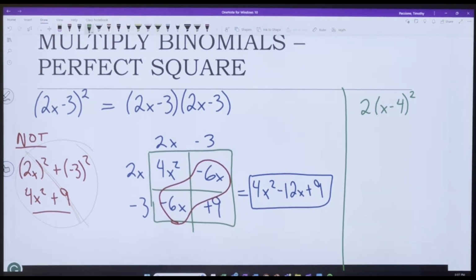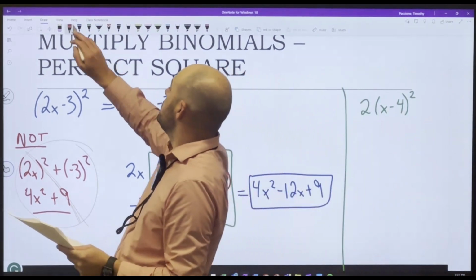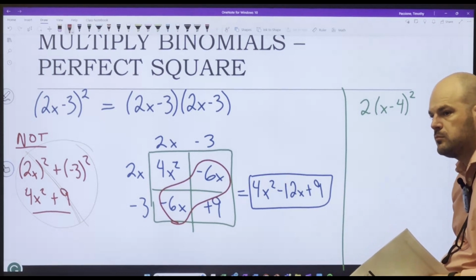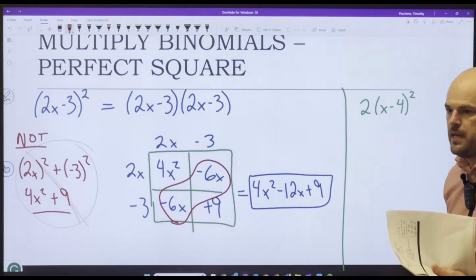Wait, let me ask you a question. Can I say this? Yeah, go ahead. Because then you get the answer, and the 2 is outside. Then you multiply the 2 at the end. Yes, at the end. I agree.